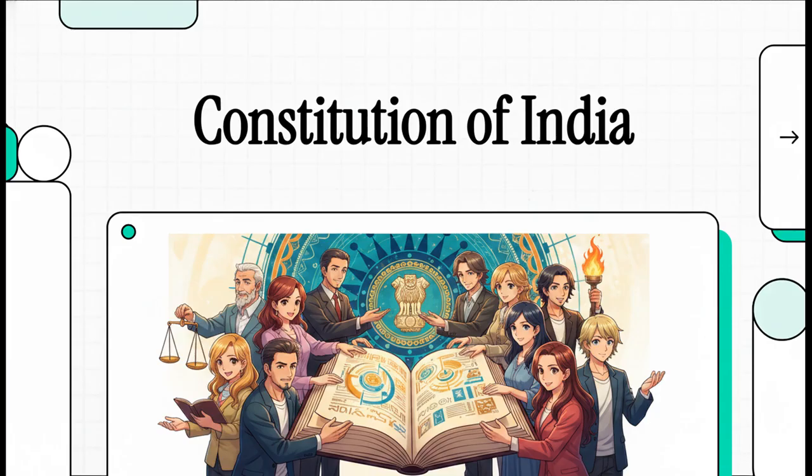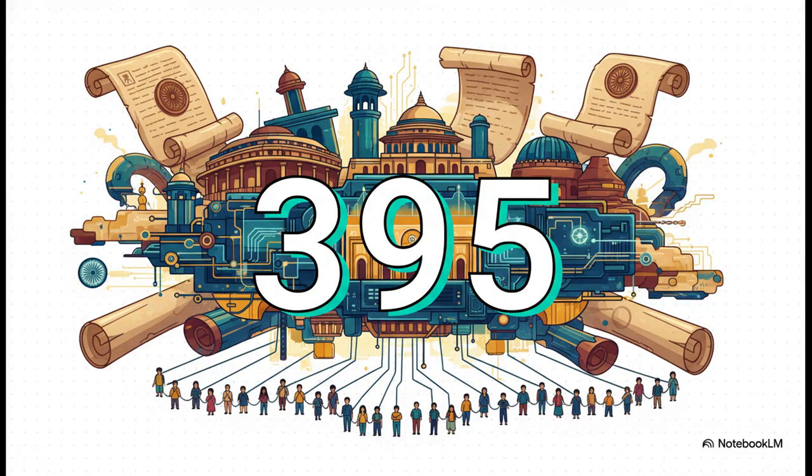a vastly diverse society. Okay, let's start with a truly staggering number: 395. When it was originally adopted, the Constitution contained 395 articles and 8 schedules. That makes it literally one of the lengthiest written constitutions on the planet. It's an incredibly detailed blueprint, a massive framework governing over 1 billion people today. But how exactly did such an intricate design come to be?